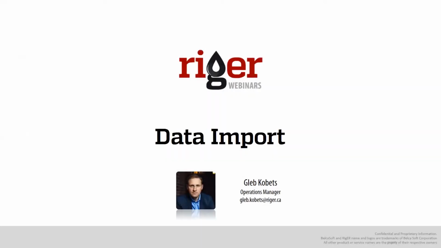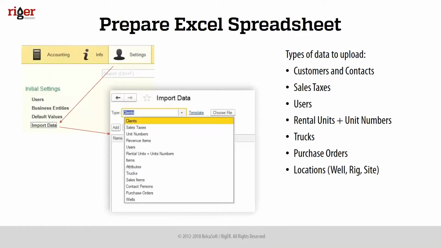So now I'm going to describe the data import process a little bit in detail. Everything starts with a settings menu. When you go to the import data tool and open the import data screen, you are able to select the different types of data that you are going to upload to RigER. As you can see right now, we have a pretty long list of different types of data that we upload.